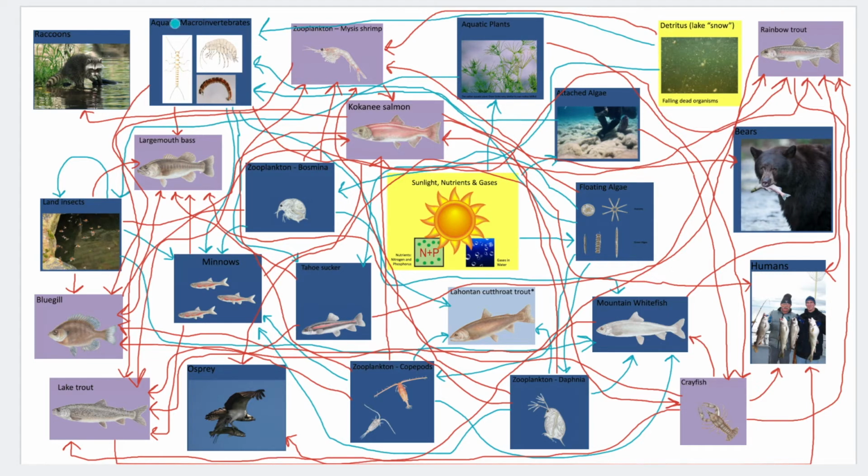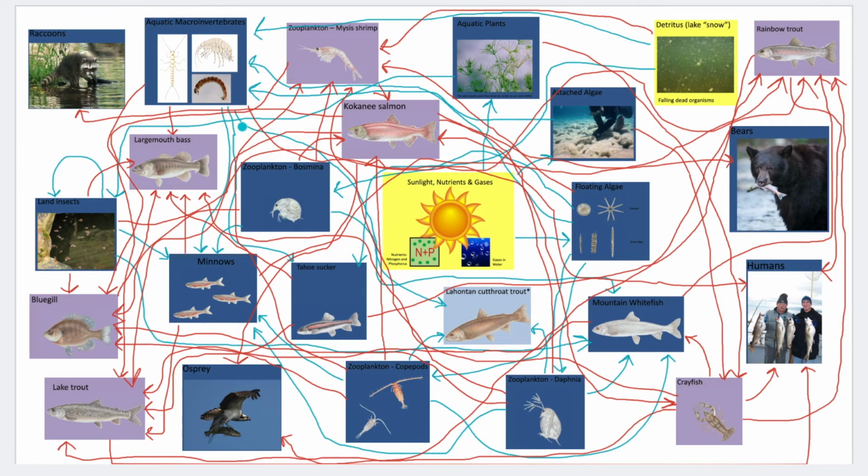These aquatic macroinvertebrates have a lot of connections. They have 1, 2, 3 organisms that they eat, and 1, 2, 3, 4, 5, 6 organisms that eat it. Some other organisms that have a lot of connections are the largemouth bass, the bluegill, the lake trout, the minnows.